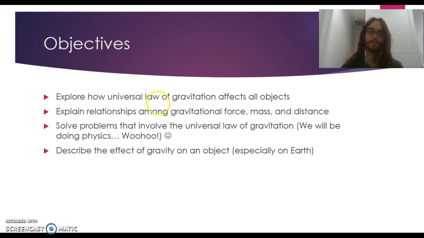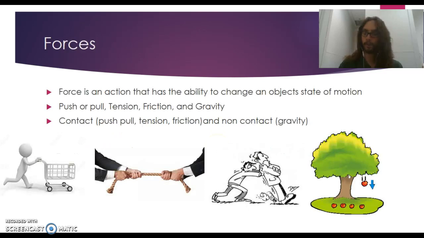So our objectives are going to be to explore how the universal law of gravitation affects all objects, explain the relationships among gravitational force, mass, and distance, and solve some problems that involve the universal law of gravitation. So we will be doing physics. Woohoo! Everybody be happy about that. I know you're not happy. So describe the effect of gravity on an object, especially on Earth, because that's kind of what's important to know, because we are on Earth.